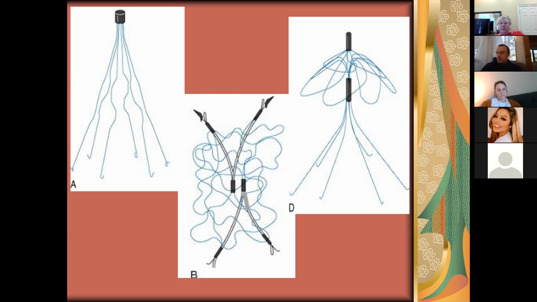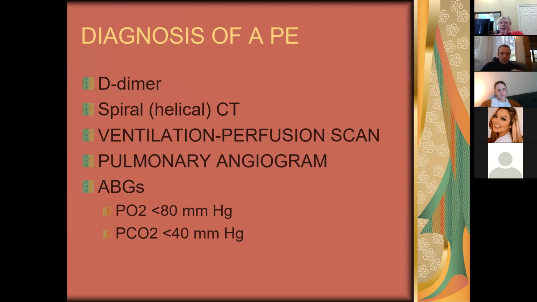Right. So how do we diagnose a PE? Well, we can do a D-dimer on them. A D-dimer is a test that doesn't say they have a PE, but it says they have clotting going on somewhere in their body. It is a byproduct of clots. I can't tell you where it is, but there's a clotting disorder going on. And that's what a D-dimer is.